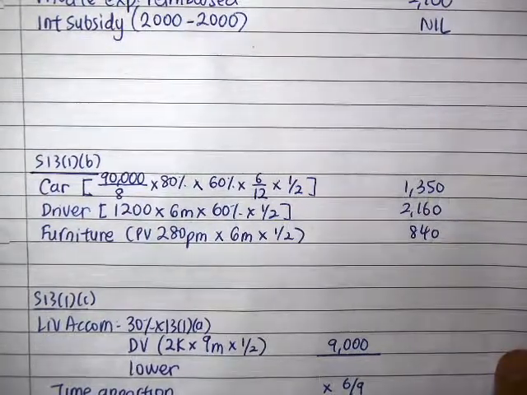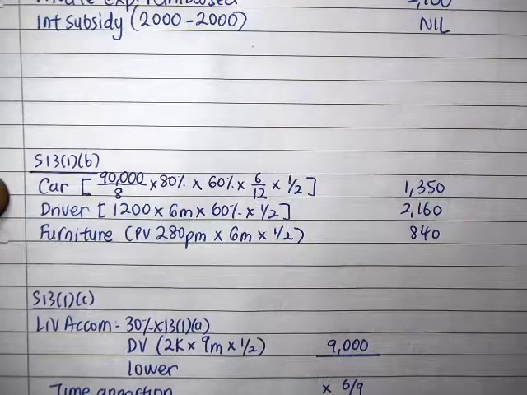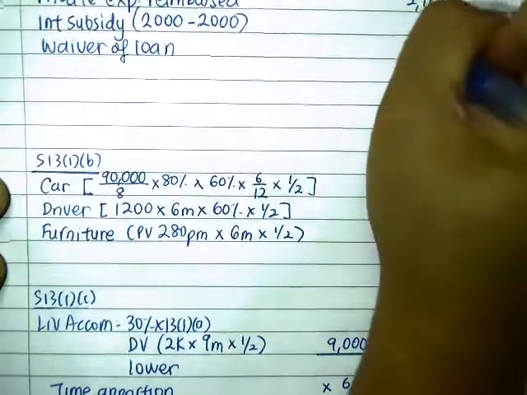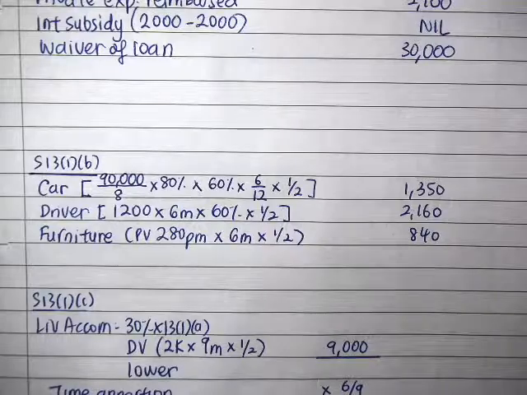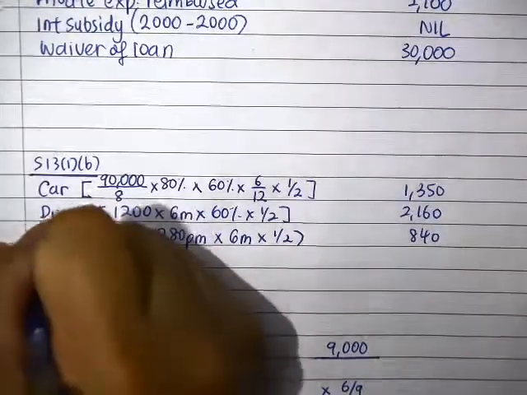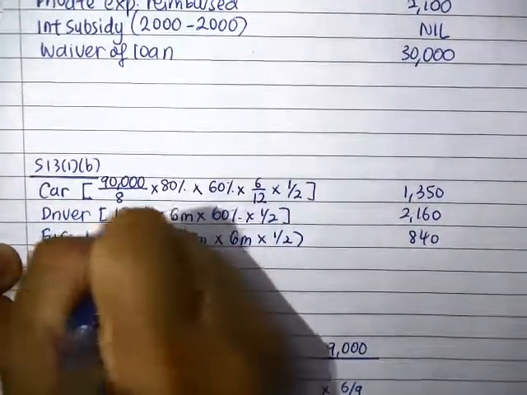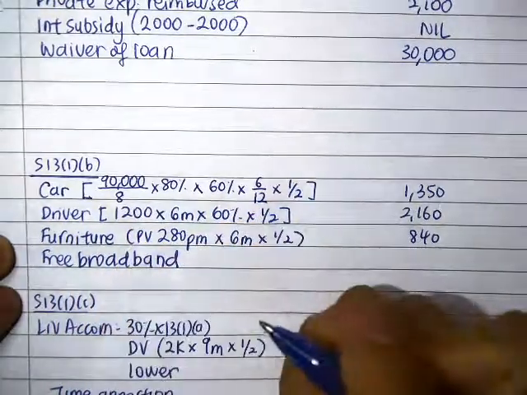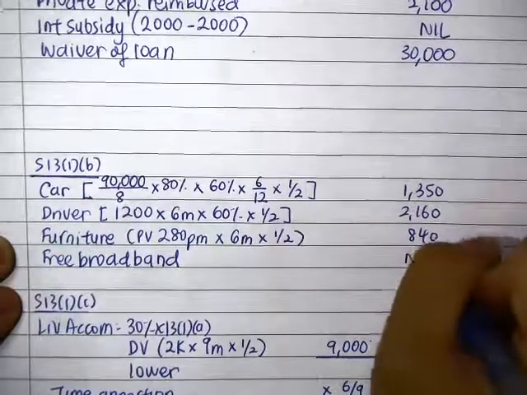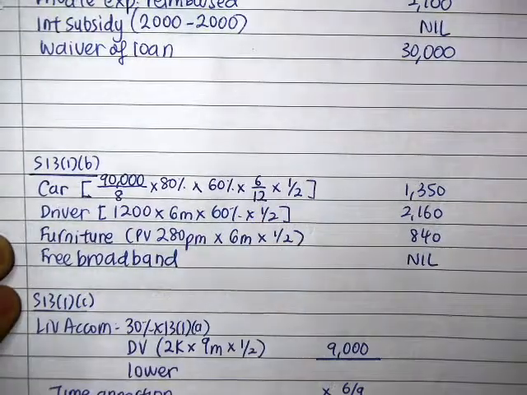Alright, and after that they waive off the loan. So waiver of the loan. Now that one, 30,000 waived. You gain 30,000, so 30,000 tax. Okay, you're given free broadband. The employer gives it to you. Now broadband is exempted. Nil.